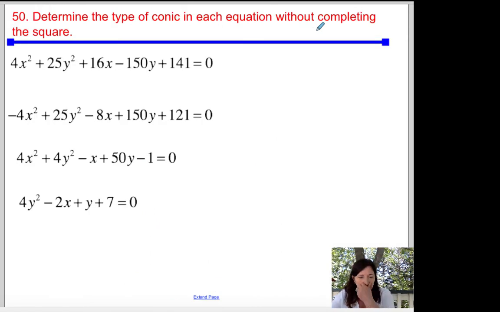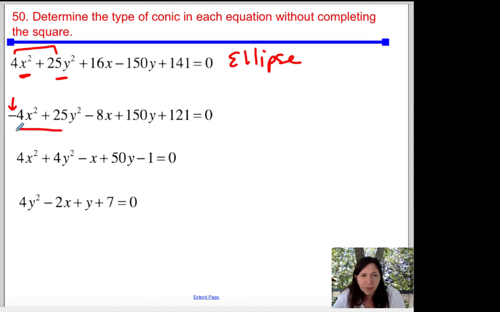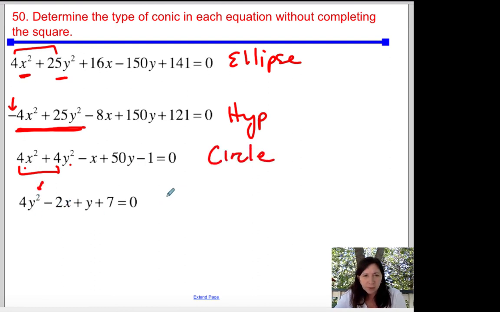So the next question says, determine what kind of conic this is. You don't have to complete the square in order to figure out what kind of conic it is. If these two values are the same, then it's a circle, but they're not. See how they're both x squareds and they're both positive, but they're different. These values are different, so that means that's an ellipse. Anytime you have a negative sign with your two squareds, that's a hyperbola. And then we have 2x squared, y squared, but these values are the same. So that's a circle. And I have one squared term, that gives me a parabola.